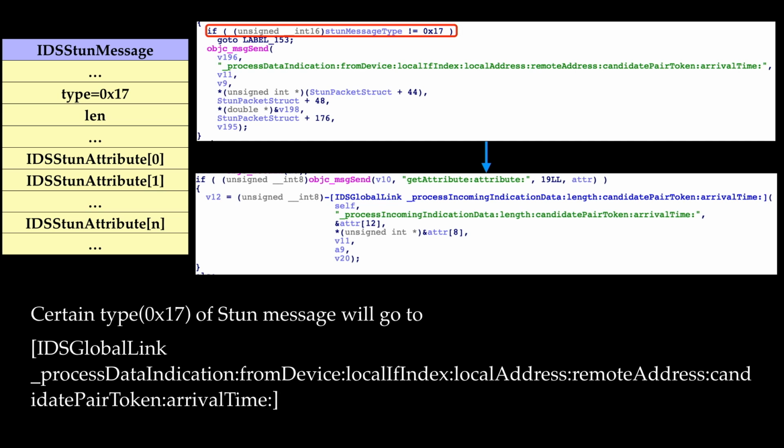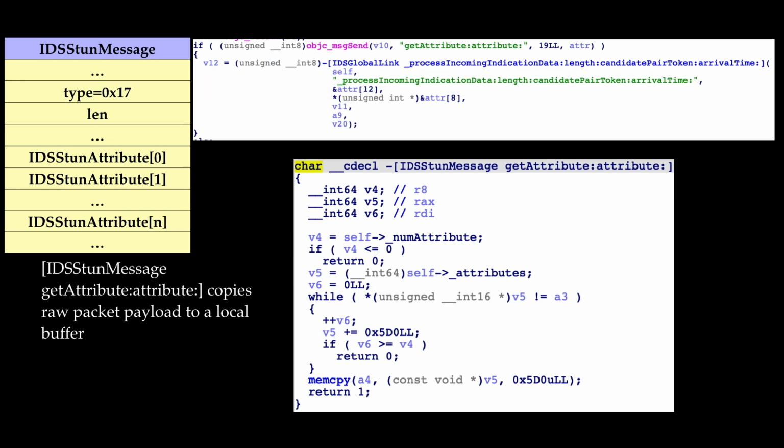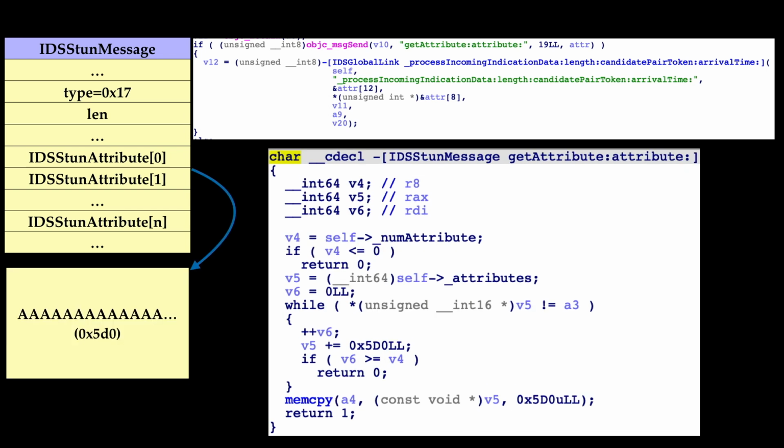In the case where the type is 0x17, a function called process data indication will be invoked. Inside this function, it will first try to get the attribute from the IDS message. The type of the attribute is 19. Get attribute is very simple. It just copies the attribute from the IDS message to a local buffer. So basically, you can just imagine that it just copies the UTP payload bytes to a local buffer.